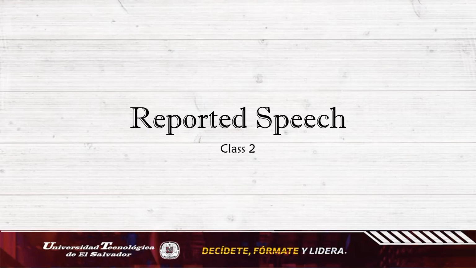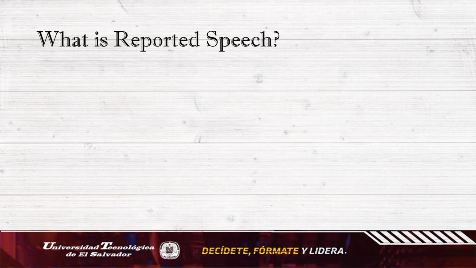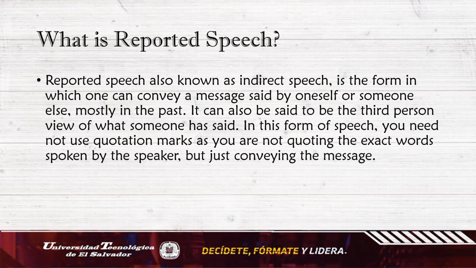Class 2, Reported Speech. Let's start with the class: what is reported speech? Reported speech, also known as indirect speech, is the form in which one can convey a message said by oneself or someone else, mostly in the past. It can also be said to be the third-person view of what someone has said.